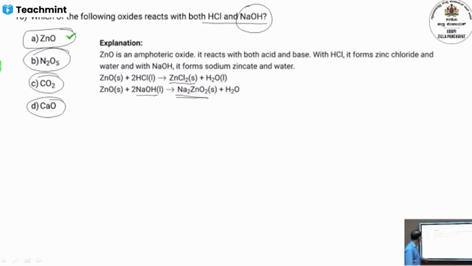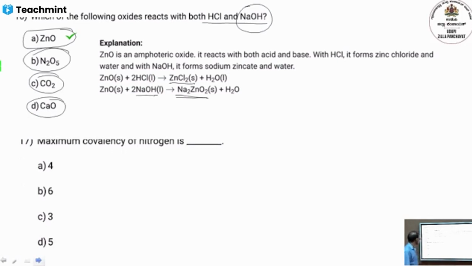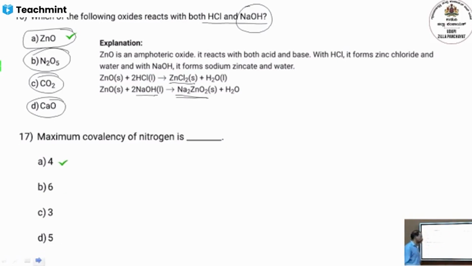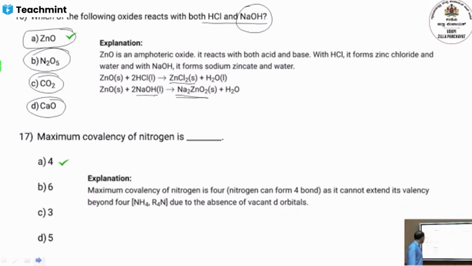The next one is the maximum covalency of nitrogen; covalency is the ability to form bonds. In general, we know that nitrogen can form a triple bond, whereas there are some compounds of nitrogen where nitrogen has the ability to bond with four other atoms. For example, in ammonium salts or quaternary ammonium salts, nitrogen can make bonds with four other atoms or groups. So we can have the covalency of nitrogen as 4. So 4 is the answer.